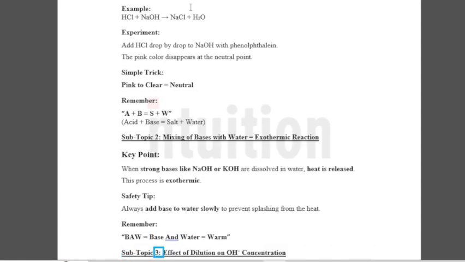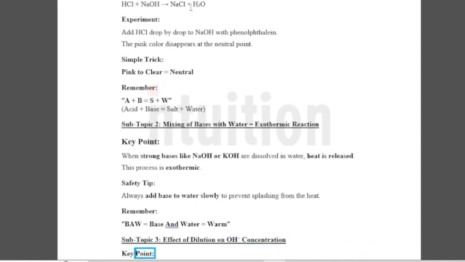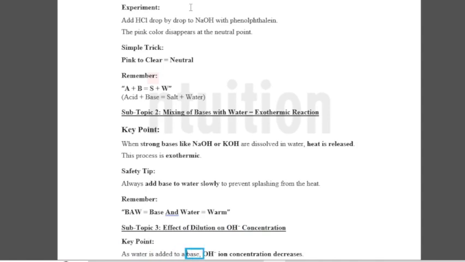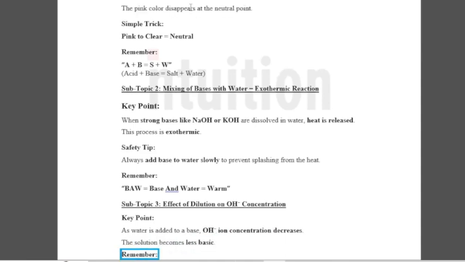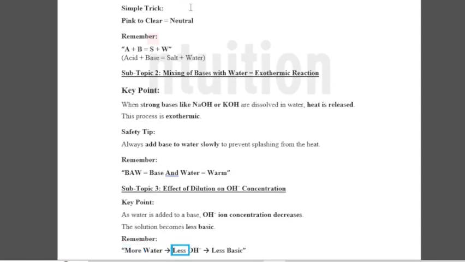Subtopic 3. Effect of dilution on OH concentration. Key point: as water is added to a base, OH ion concentration decreases. The solution becomes less basic. Remember, more water, less OH, less basic.